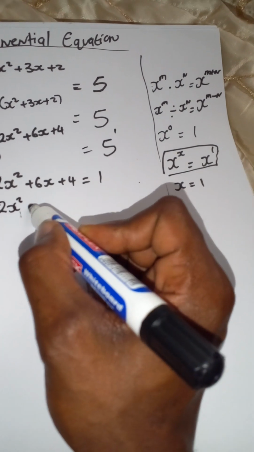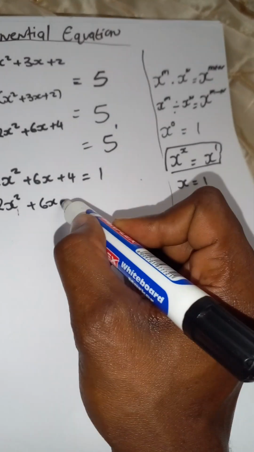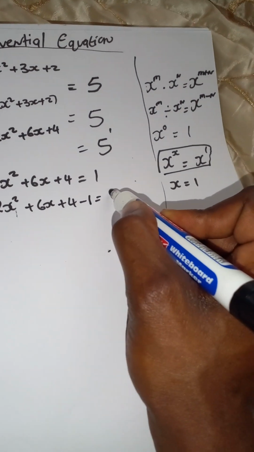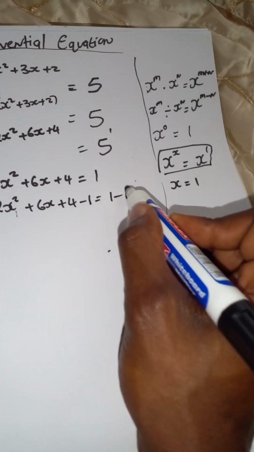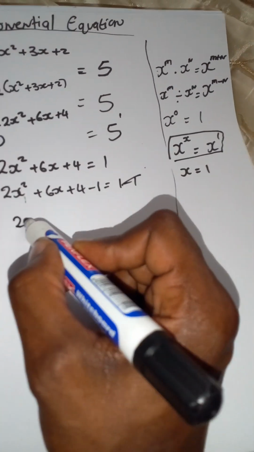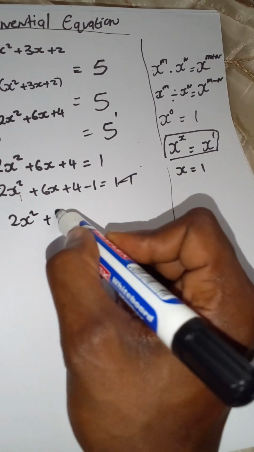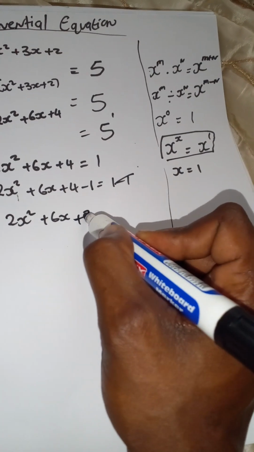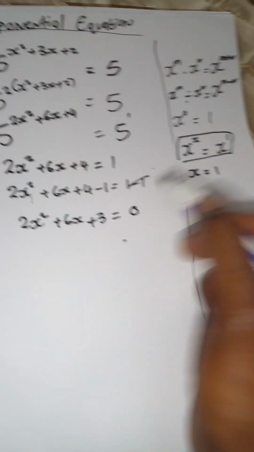So it's going to be 2x squared plus 6x plus 4 minus 1 is equal to 1 minus 1. So this one, they cancel. Then you're going to be having something like this: 2x squared plus 6x. So 4 minus 1, guys, it's a plus 3. So this one is going to be equal to 0.